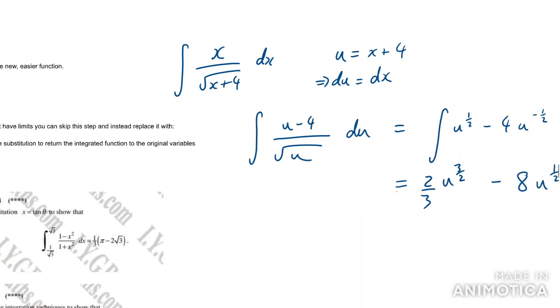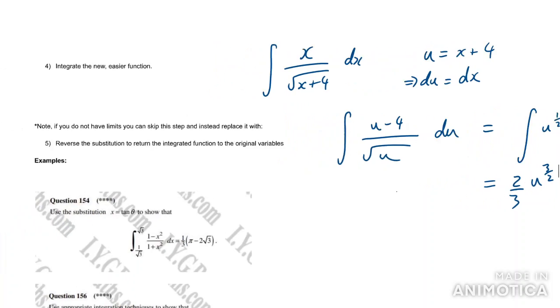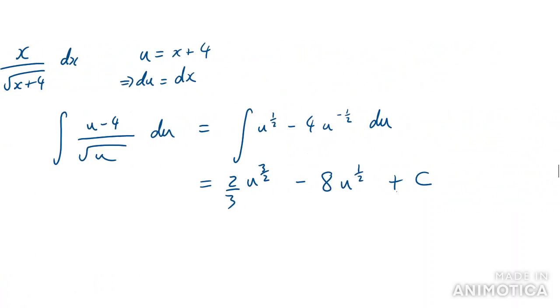And so now, because we don't have limits and they want the answer in terms of x, we need to sub back in for x into our final answer. So this is equal to 2 over 3 (x plus 4) to the 3 over 2 minus 8 (x plus 4) to the half plus c.